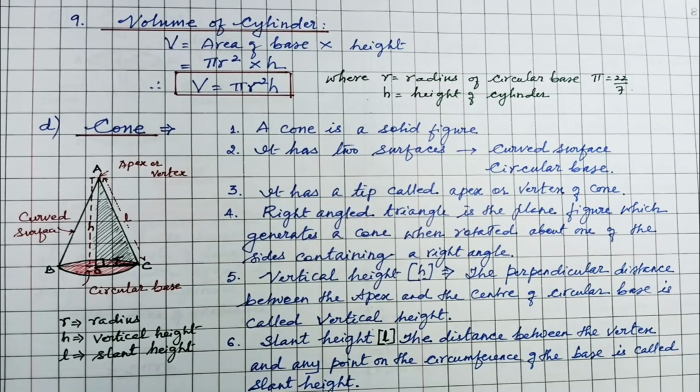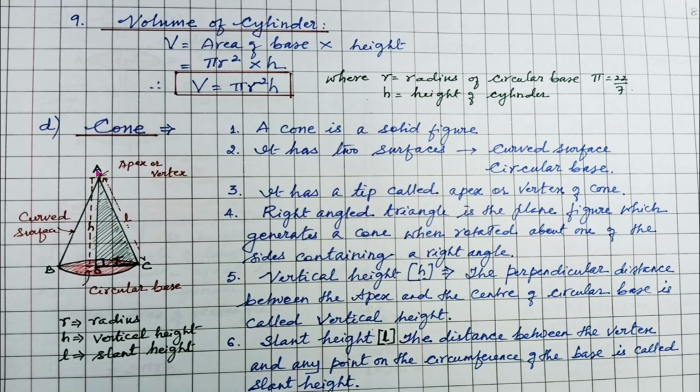Welcome to MRL. This is the second part of study of solid figures. In this part, let us study about cone. A cone is a solid figure. It has two surfaces, a circular base and a curved surface. It has a tip called the apex or the vertex.